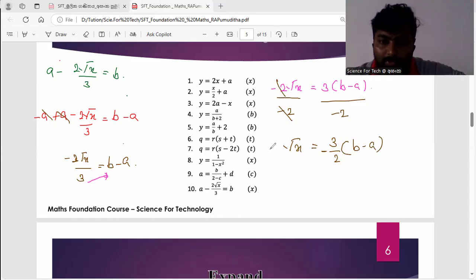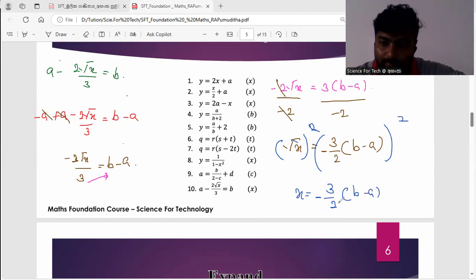Then to remove this square root, actually the opposite of the square root is square. Then I am going to square both sides. Then square and the square root get cancelled. Then x equal 3 divided by 2 is minus, then b minus a, has to be squared. This is the answer.